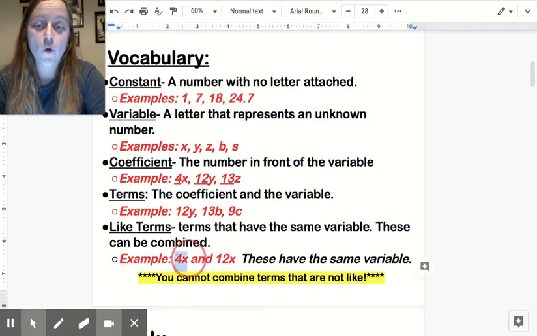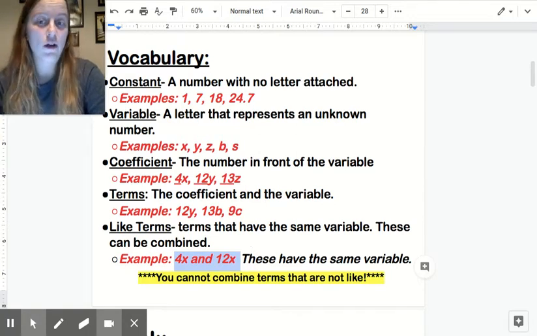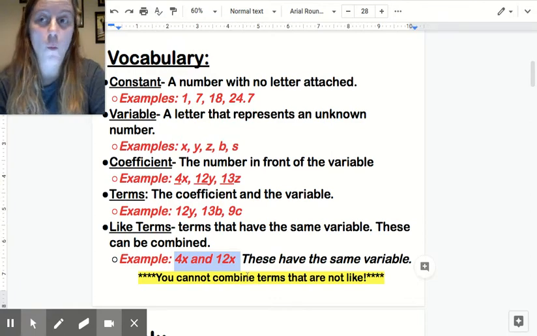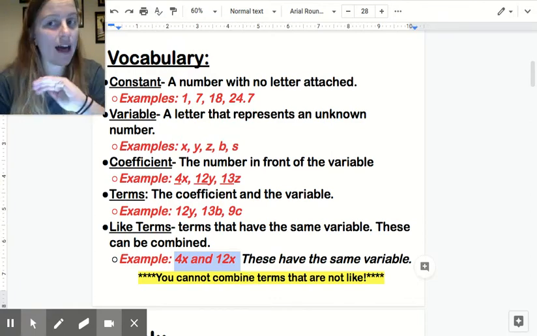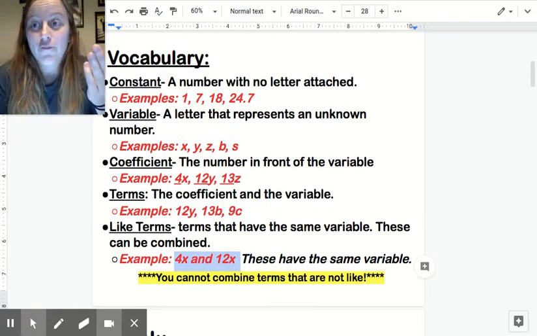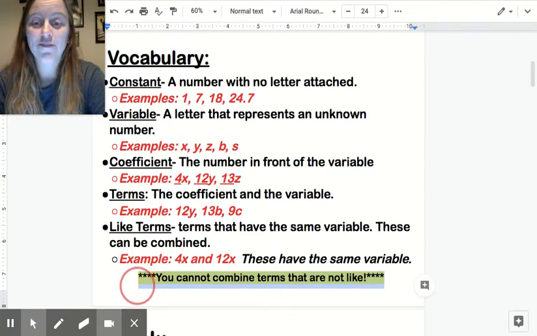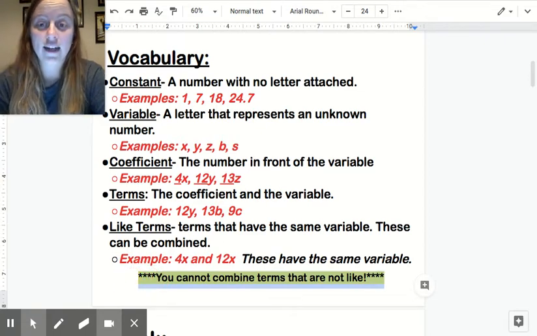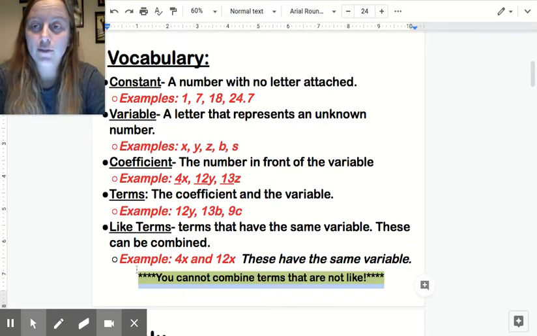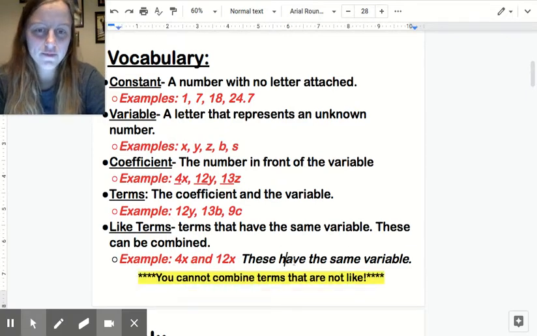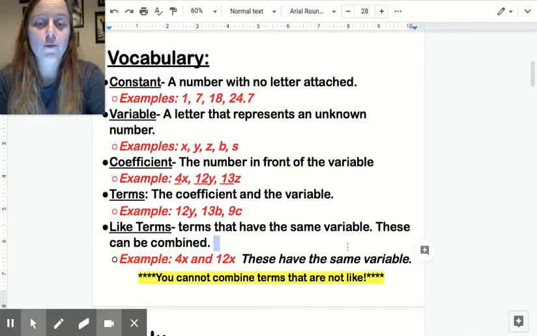variable. So 4x and 12x are like terms. They have the same variable. Whereas 4x and 12y, those are just terms. They're not like terms because they have a different variable there. You cannot combine a term if it's not alike. If it's not the same type of variable, then you cannot combine them. And that's what we're going to be reviewing today. If you need more time, we can pause the video, but we're going to be moving on.